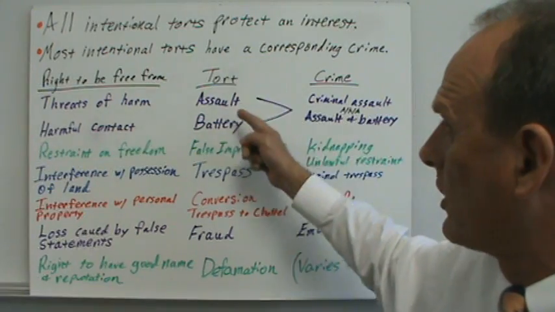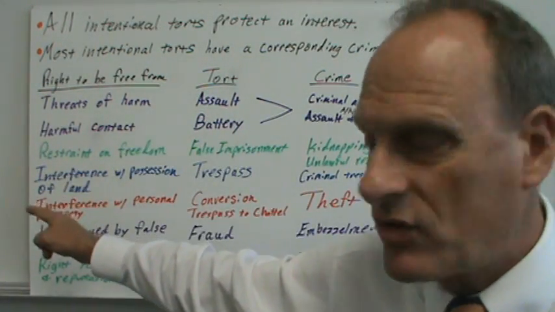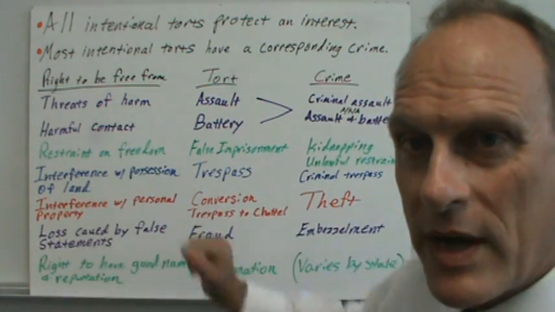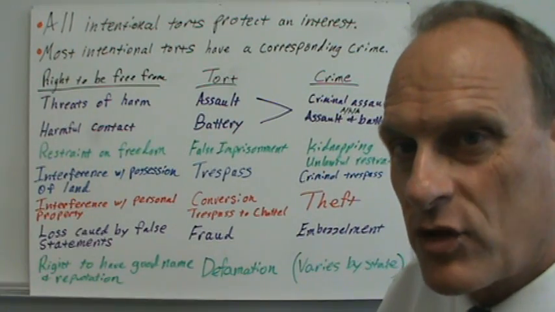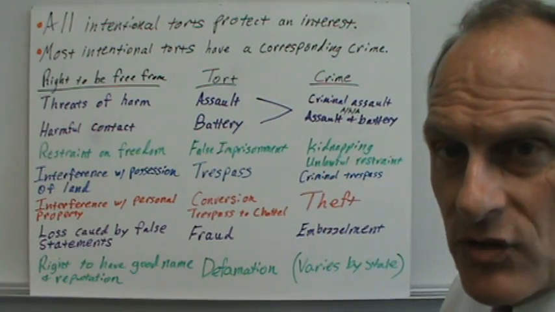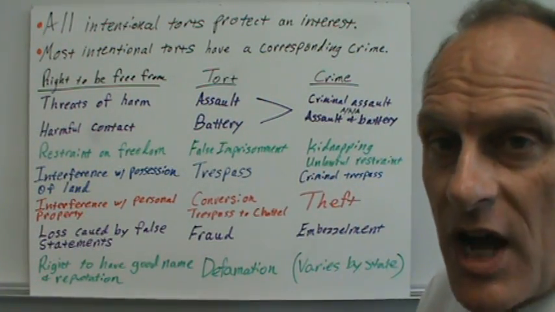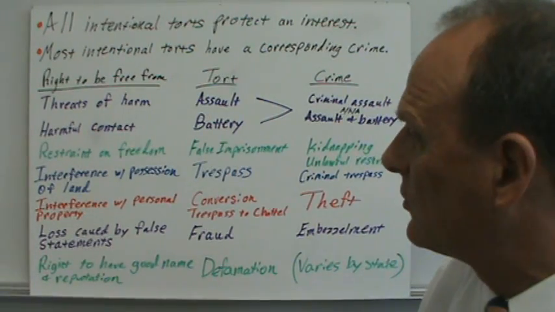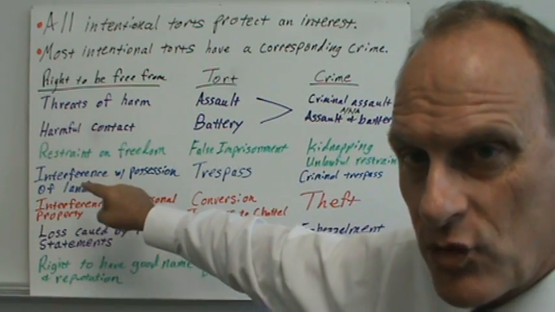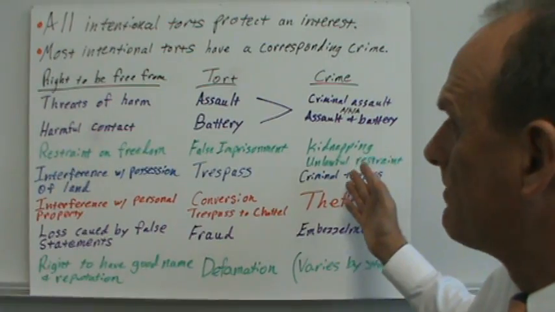We also have a tort of false imprisonment, and that protects the right to be free from restraint on our freedom. But then there's a corresponding crime to that. It may be called kidnapping in some states, or in other states there may be a lesser included offense called unlawful restraint. But the point is, this right or freedom, this interest that we have, is protected both by a tort and by a crime.